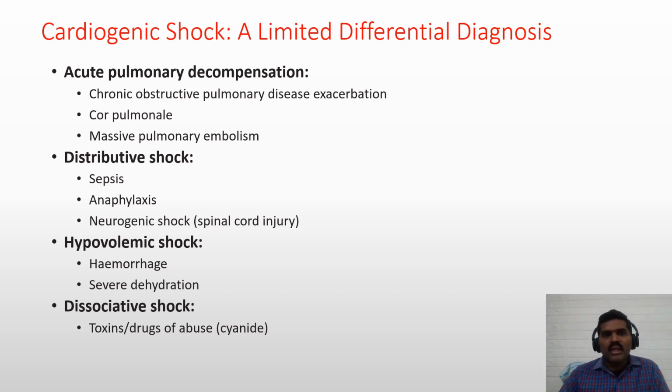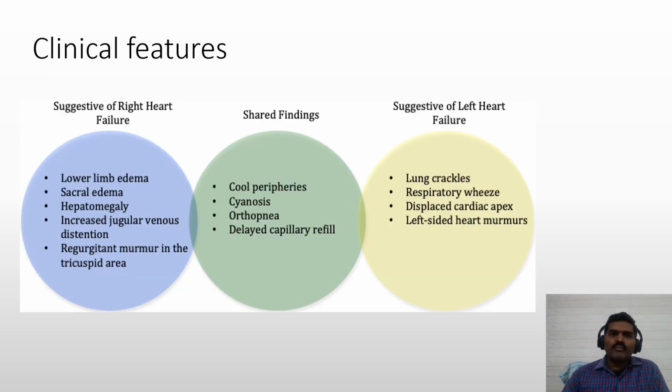Clinical features. There are some features which suggest right heart failure, some features which suggest left heart failure, and there are some common features. Common features usually include that of hypoperfusion. What are the features suggestive of right heart failure? Right heart failure is usually a chronic disease which progresses and gets decompensated and then leads to cardiogenic shock. Lower limb edema, sacral edema, hepatomegaly, increased jugular venous distension, and a regurgitant murmur in the tricuspid area indicate right heart failure.